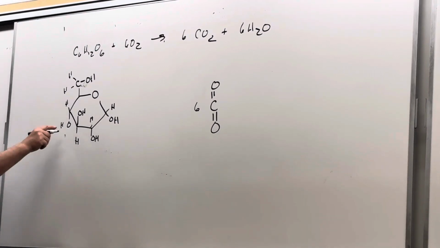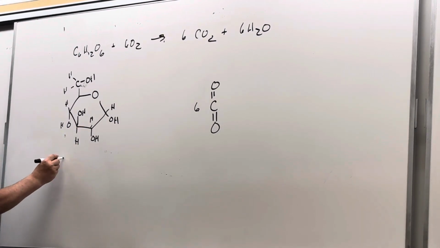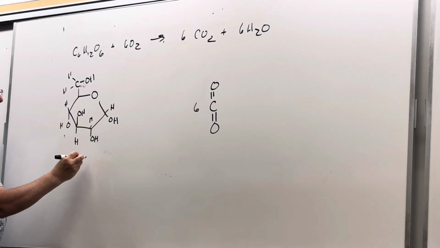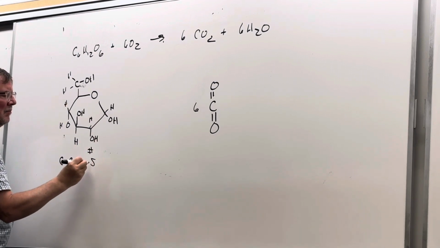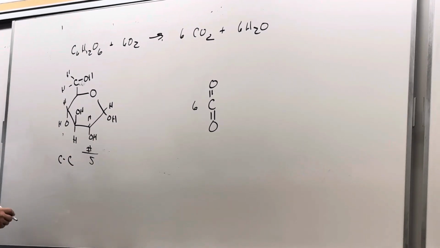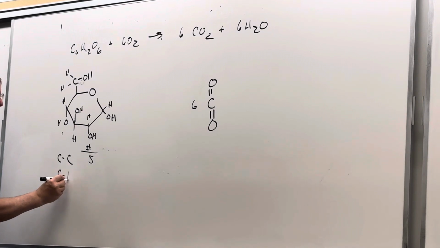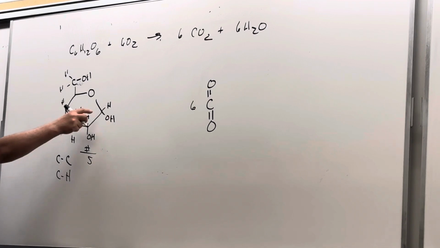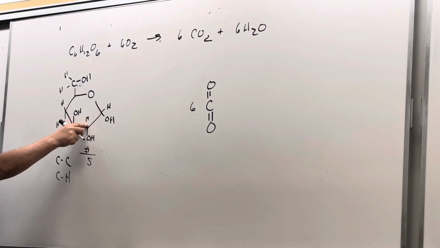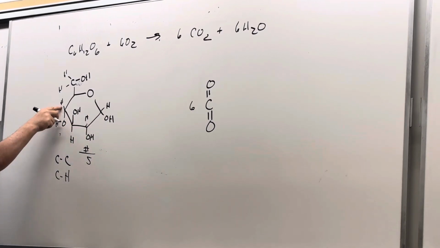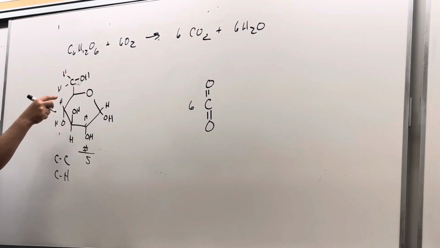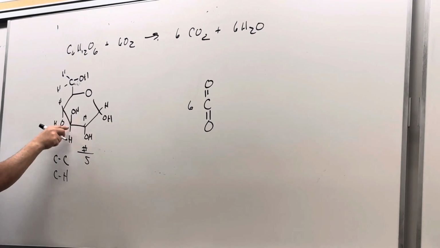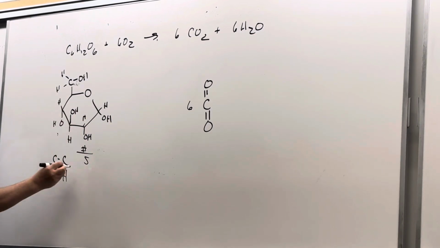And if you think about it, let's count up, first of all, the number of carbon-carbon bonds. 1, 2, 3, 4, 5. There are 5. The number of carbon-hydrogen bonds: 1, 2, 3, 4, 5, 6. Oh, I thought there were 7. Did I miscount? 1, 2, 3, 4, 5, 6. No, I got 6.